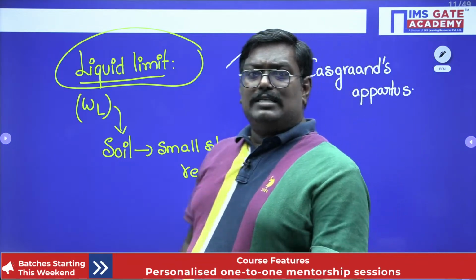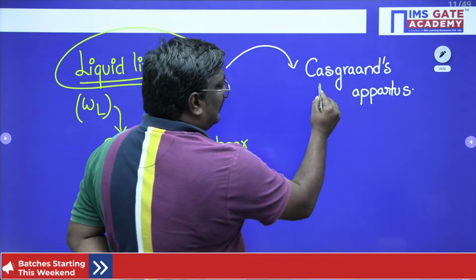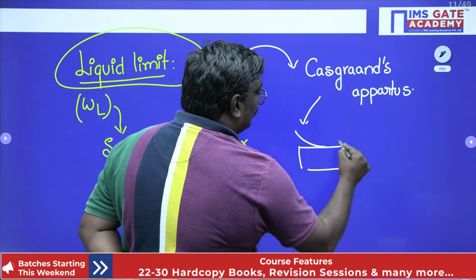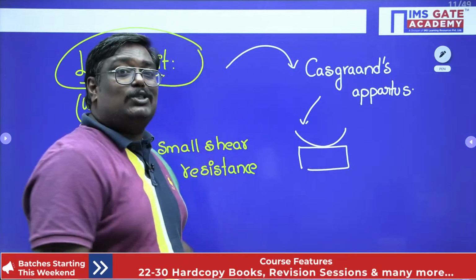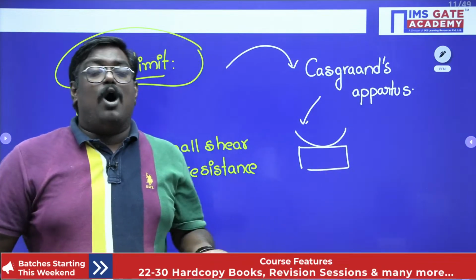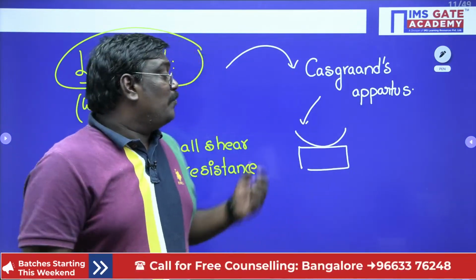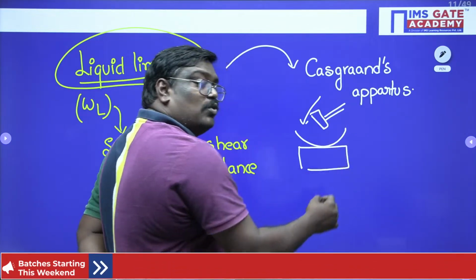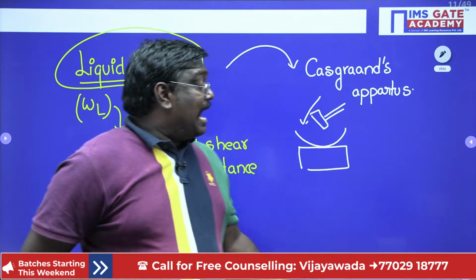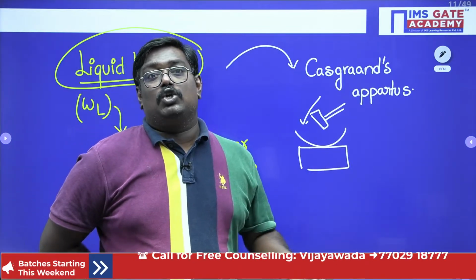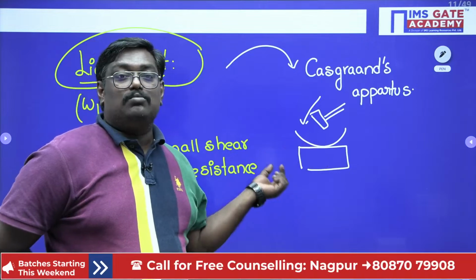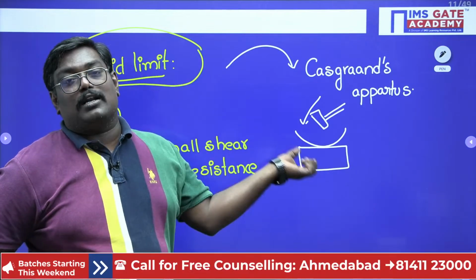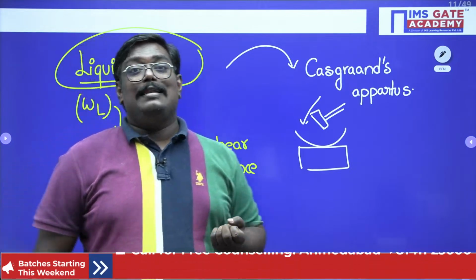So see students, here in a Casagrande apparatus, what they will do is, they will take a soil with a groove. Okay, a soil is cut by a groove of standard dimensions. When you apply 25 number of blows, you will understand that the soil is moving for a distance of 12 mm. That water content will be considered as liquid limit.